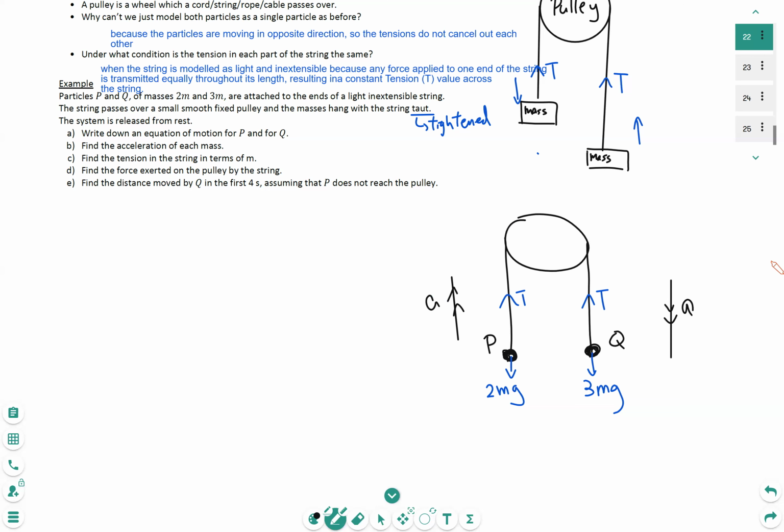Okay. Right. So write an equation of motion for P and for Q. So let's look at P. So P, we are moving up. So F equals ma. We're going upwards, so the resultant force will be the upward force, T, take away the downward force, 2mg, equals the mass of P, 2m, times a.